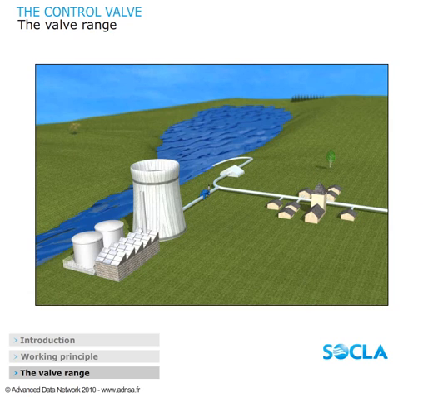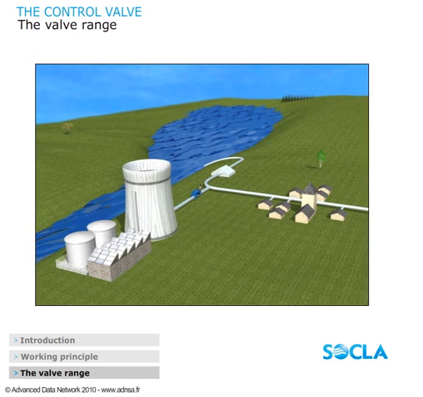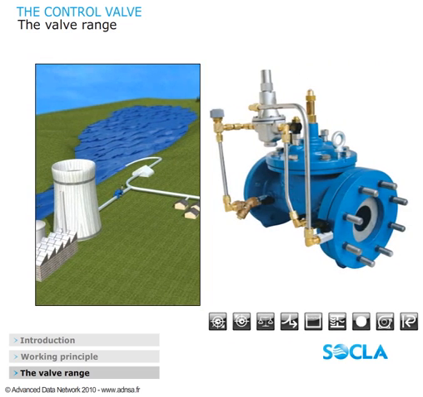Finally, we can control the feed flow to any industrial, commercial or agricultural zone regardless of changing upstream or downstream pressures in the system by using a C900 series control valve.